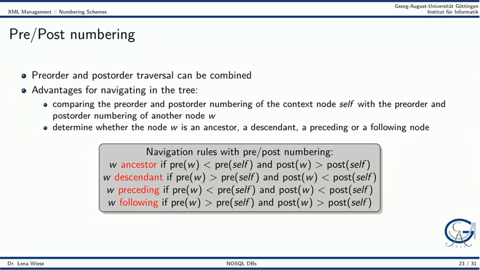W is preceding if the pre-order numbering is less than the pre-order numbering of the self node and also the post-order numbering is less than the post-order numbering of the self node. W is following if both pre- and post-order numbering are greater than the ones of the self node.